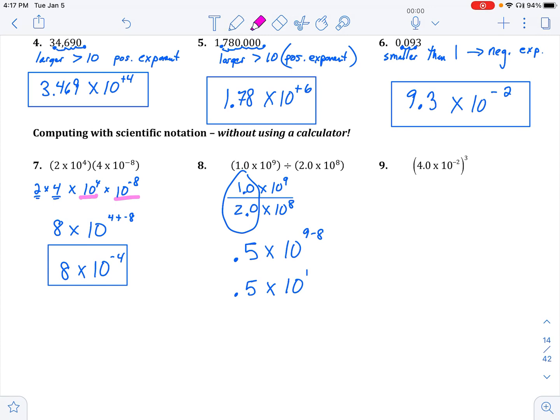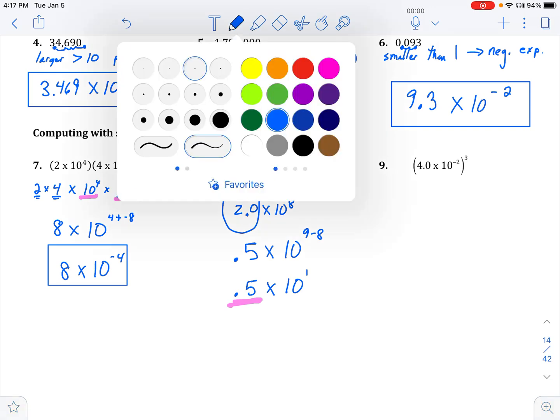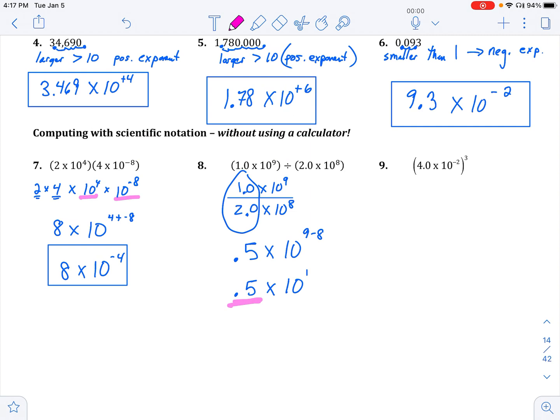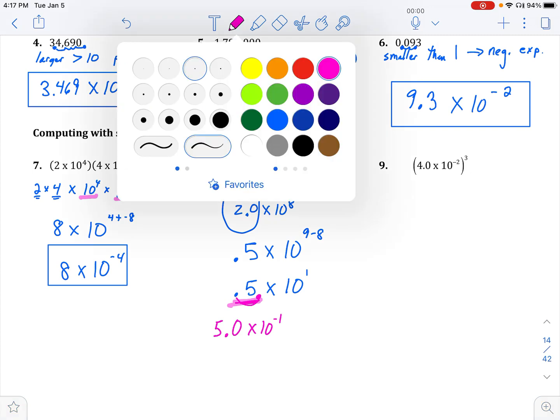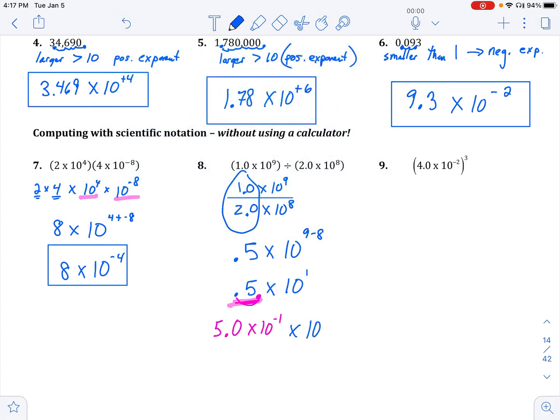I feel like I made a really good start here. The one thing I want to remind you that we have to be careful of is that 0.5 is not written as a number that has 1 digit left of the decimal. So if I wanted to adjust that, I'm going to have to change it to 5.0 times 10 to the negative 1. The reason it's 10 to the negative 1 is because this number started out small, and I'm moving it 1 time to get it over there. I still have in this problem the times 10 to the 1st here.